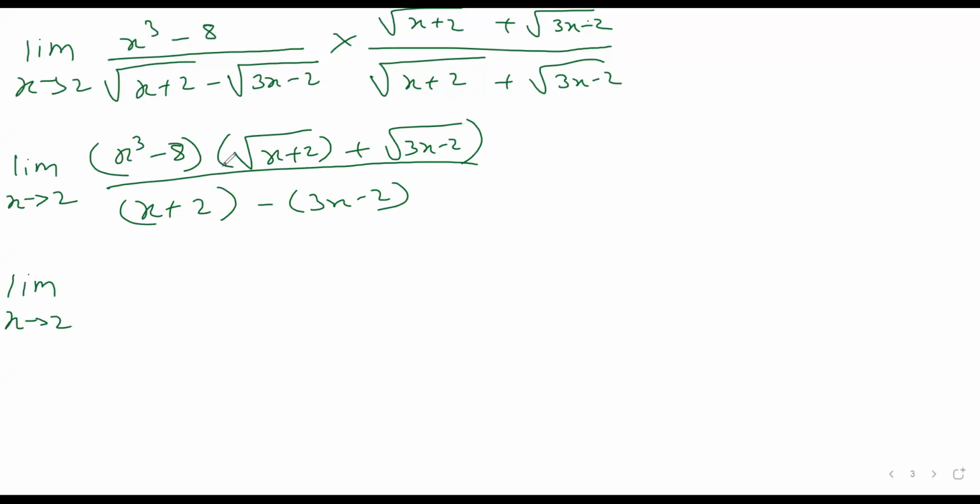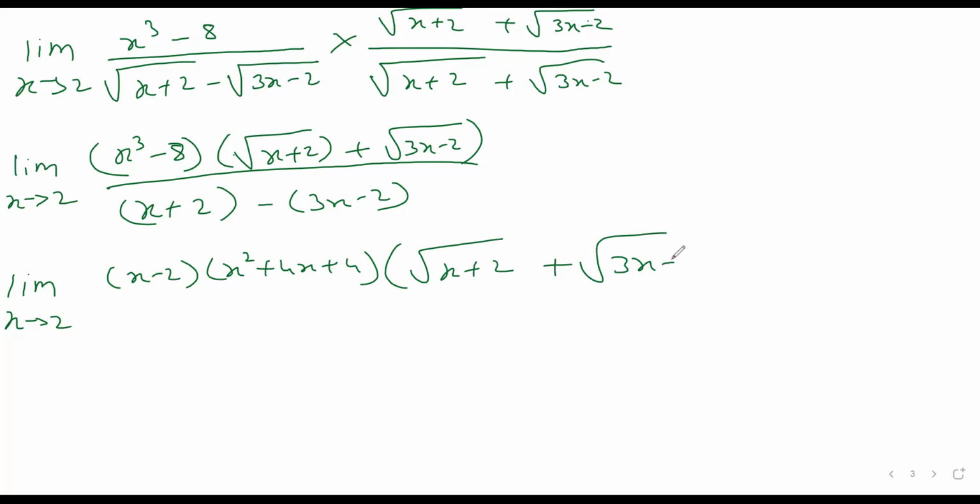Limit x tends to 2, x cube minus 8 can be written as x minus 2 times x square plus 4x plus 4, using a cube minus b cube, into x plus 2 plus under root 3x minus 2, whole thing upon x plus 2 minus 3x plus 2.